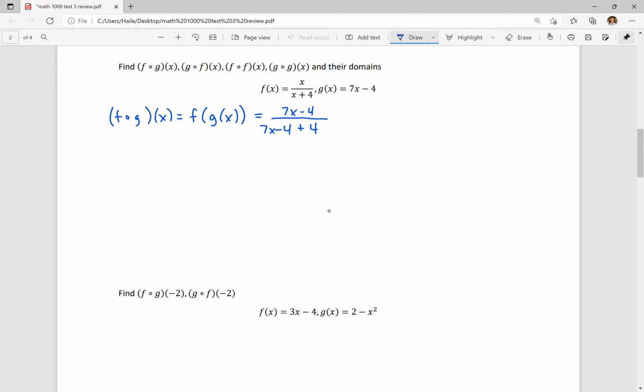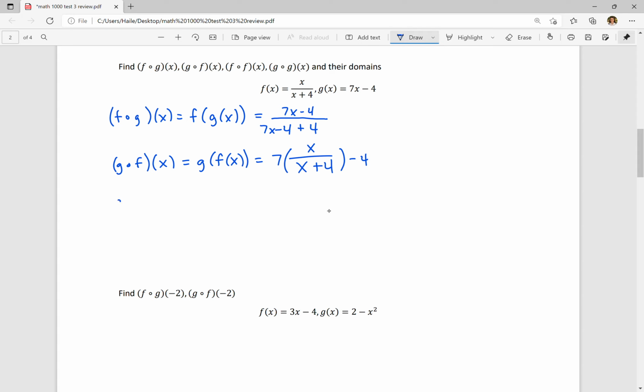For g of f of x, we're going to go backwards, and we're going to plug f into g. So you can think of it like this. So we're going to have 7 with f plugged in minus 4. And so if we plug f into the parentheses, we'll have x over x plus 4. So this function is g of f of x.